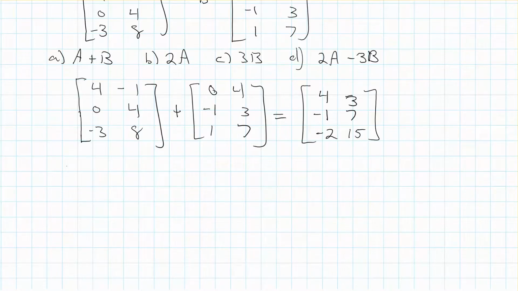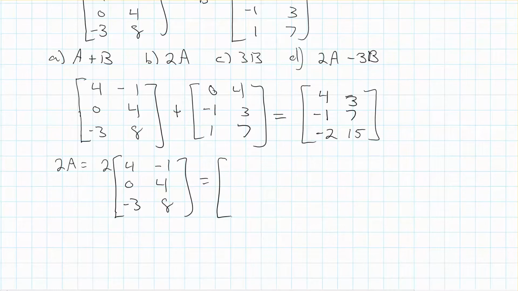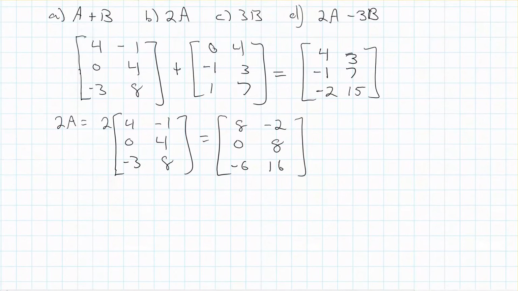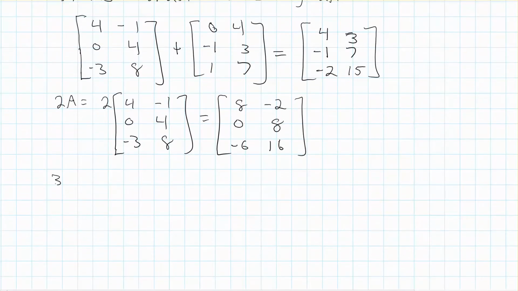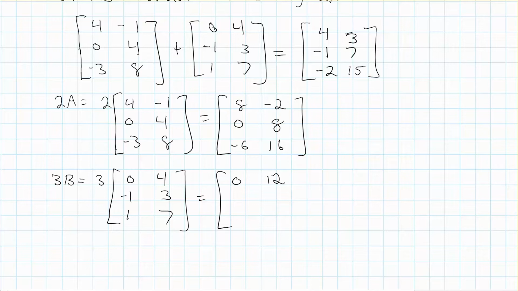All right, so let's look at then 2A. This of course would just be 2 times 4, negative 1, 0, 4, negative 3, 8, which of course is just going to be the matrix 8, negative 2, 0, 8, negative 6, and 16. And then we want to look at 3B, which is 3 times the matrix 0, 4, negative 1, 3, 1, and 7, which is 0, 12, negative 3, 9, 3, 21.